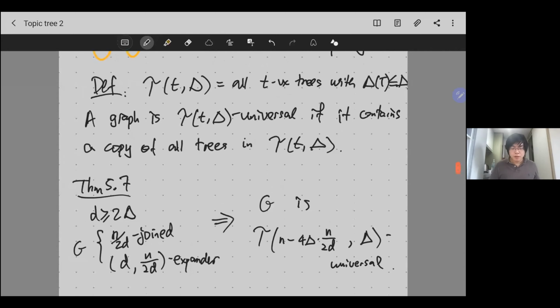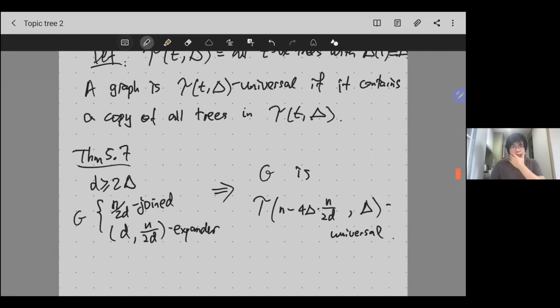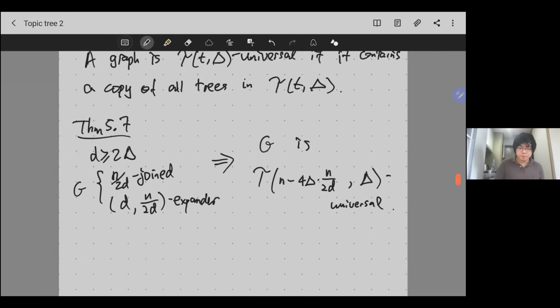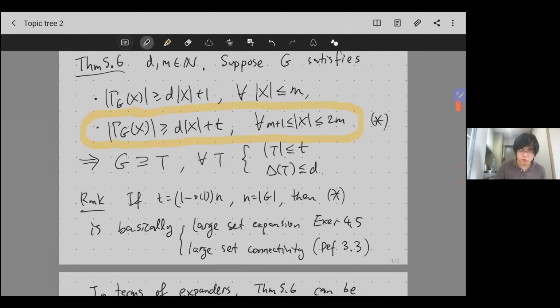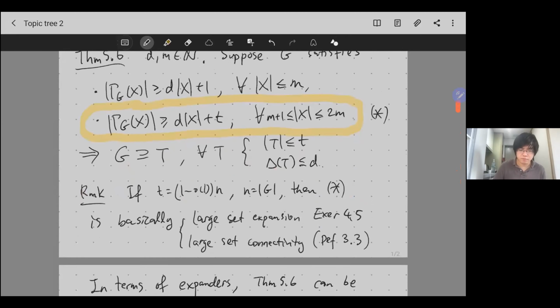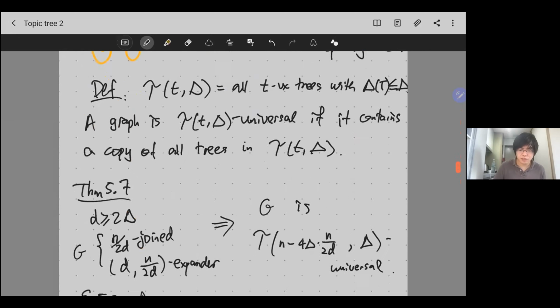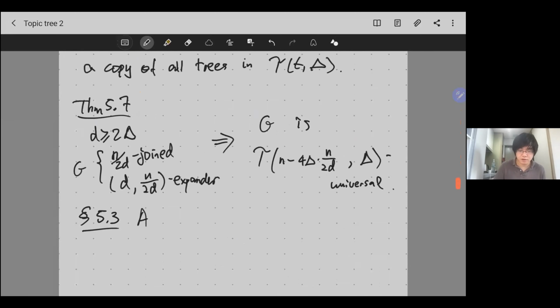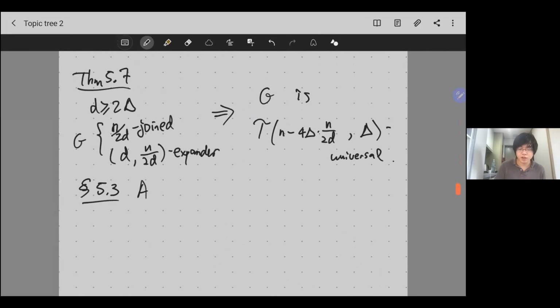All right. Now I want to briefly also talk about almost spanning trees. Since these are the same proof, I skip the proof. Just look at proof 5.1, you get the same 5.6. And 5.7 follows by the definition of the expander and this large set connectivity.